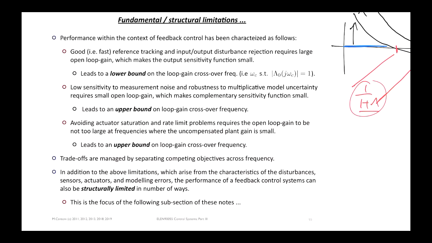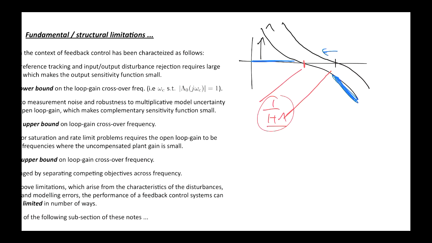Okay. Similarly, trying to deal with actuator saturation and rate limit problems leads to an upper bound on the crossover frequency, and that relates to not ending up with too much peaking at the crossover frequencies or too much gain at high frequencies in the control transfer function, as may be required to try to push the crossover frequency to the right. Okay, so we're trying to balance all of these things off against each other in control system design.